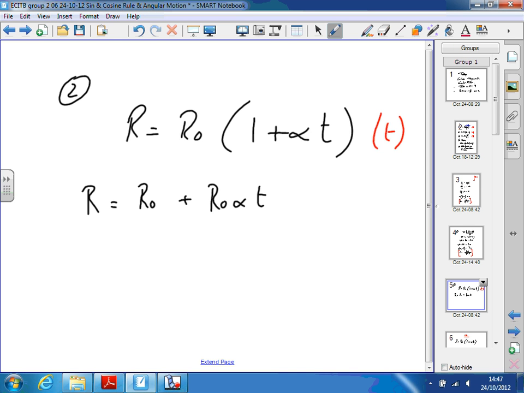Now, what are we going to do? What I've got is t multiplied by 2 terms, and also something's added. So what's the first thing to get rid of? The bit that's added, because that was done last. So subtract R0 from both sides. R minus R0 equals R0 alpha t.